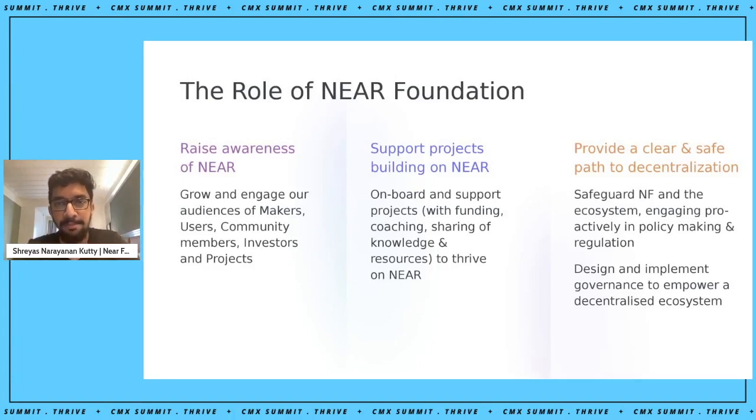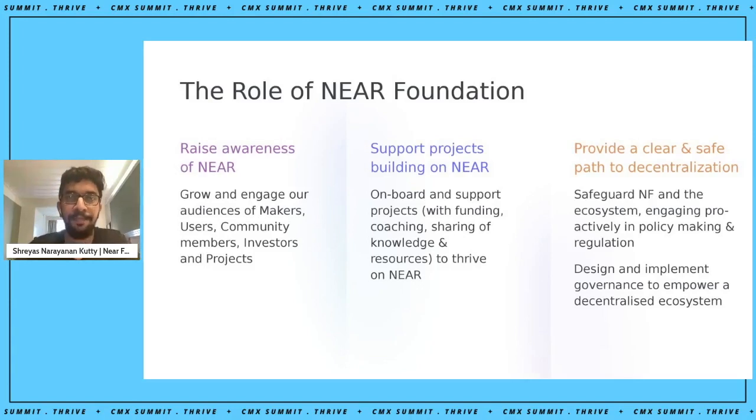And the last one is provide a clear and safe path to decentralization. So what does that specifically look like, and why is that important? You might have heard a lot about the regulatory challenges, given how new this technology is. And this is different in various parts of the world. So we're constantly talking to regulators and policymakers to ensure that they understand this. We're trying to educate them, as well as all the parties involved, in terms of decentralization and what that really means. And the second element to this is governance.